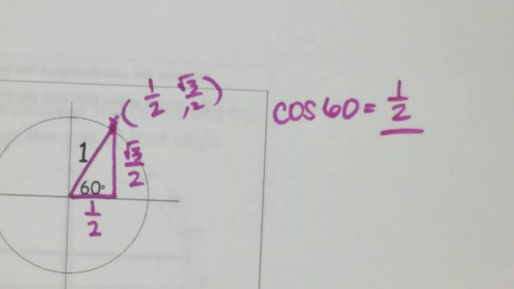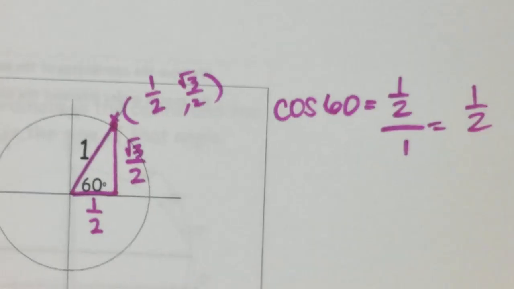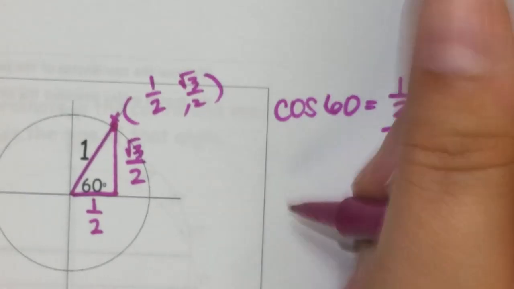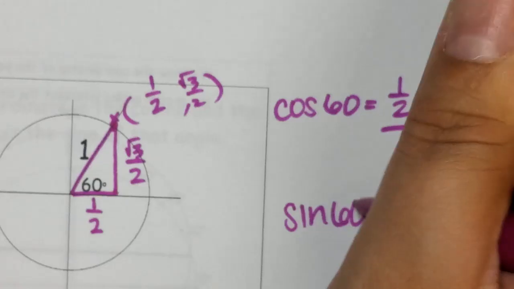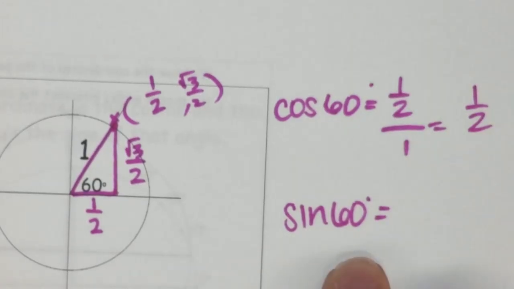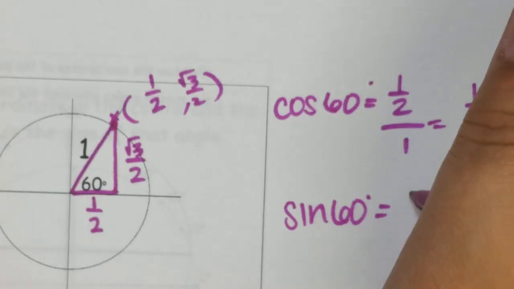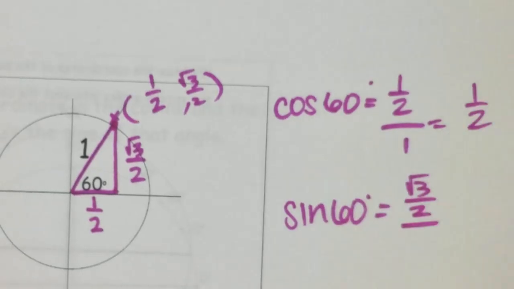What is my hypotenuse? So what is my cosine of 60? And last but not least, my sine of 60. Sine is opposite over hypotenuse. What is opposite? Square root of 3 over 2. What's hypotenuse? So what is that?